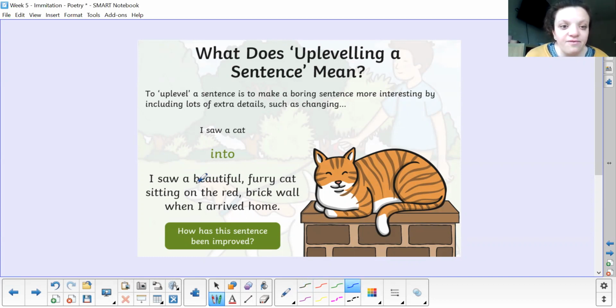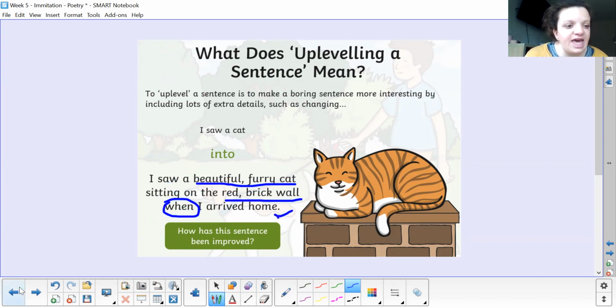Right. So I've got my noun phrase and my expanded noun phrase, even a beautiful furry cat. And I've also got a red brick wall, another expanded noun phrase. I've got my adjectives and I've got my noun. I've got my lovely conjunction when. So I'm telling you when I arrived home, and I've got my full stop at the end, my punctuation.